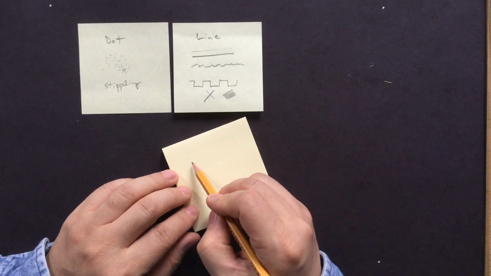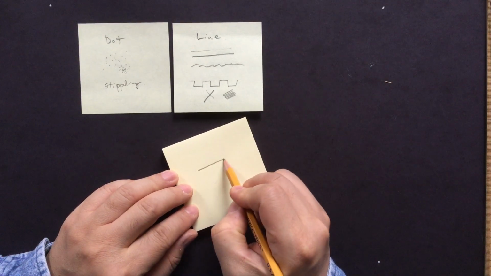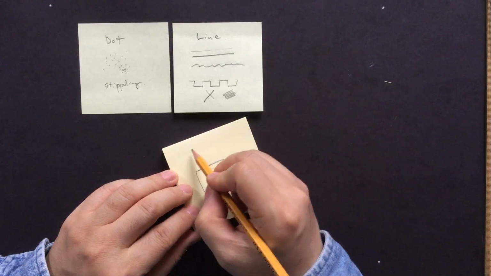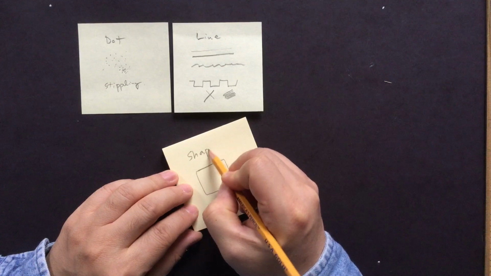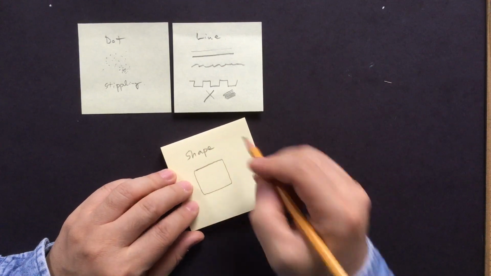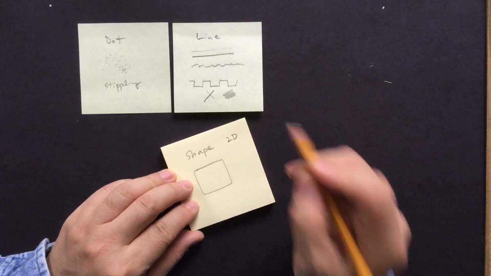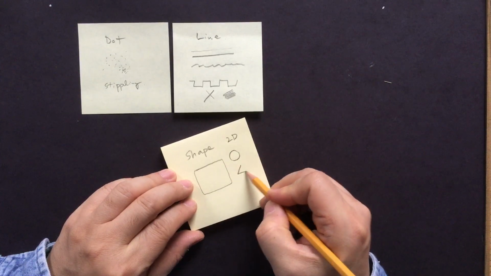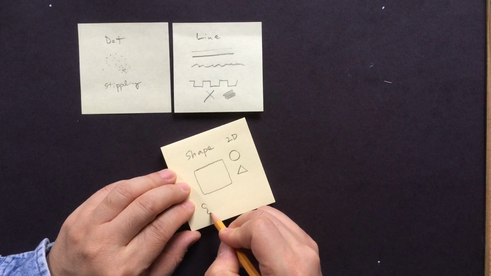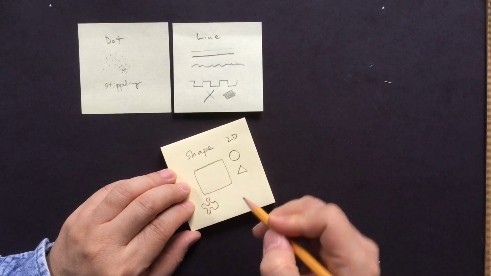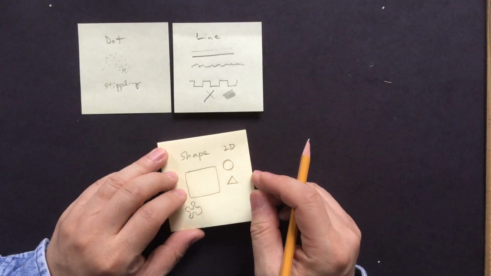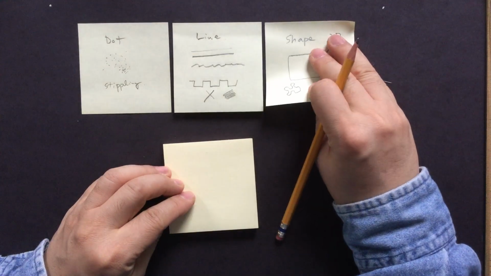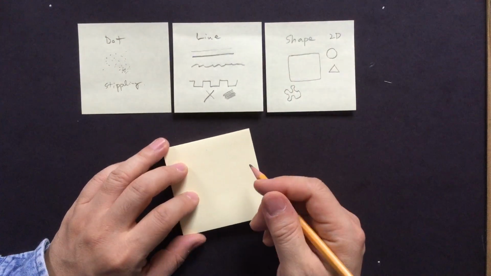If that journey ends, let's say you have a line taking a journey and then it stopped, then we call that shape. Shape is two-dimensional. So we have a geometric shape, we have an organic shape. So trees, drawing of trees, those are shapes.